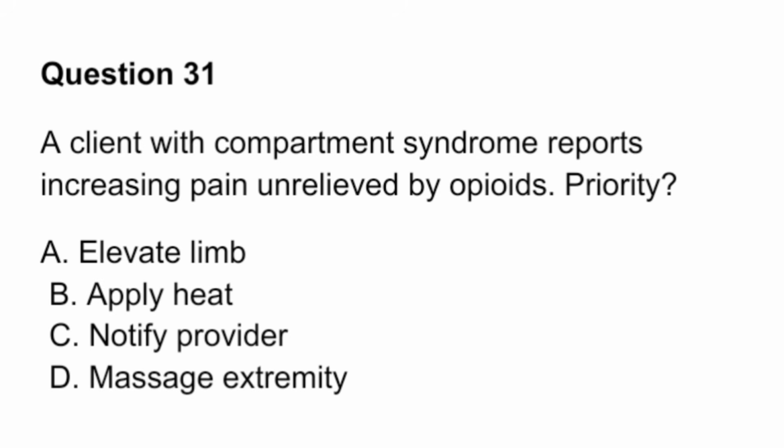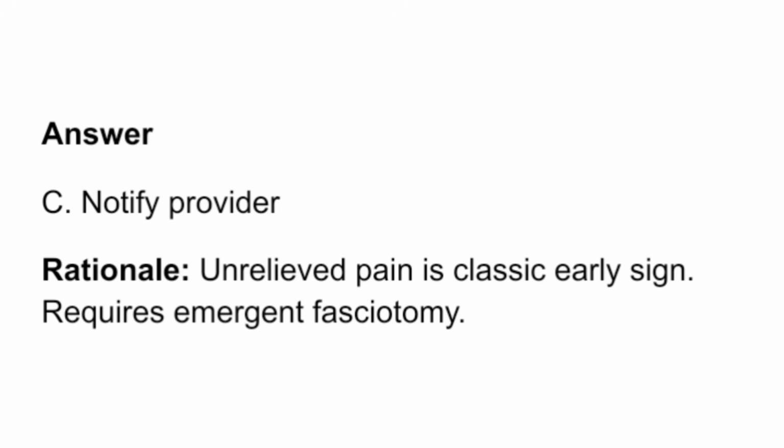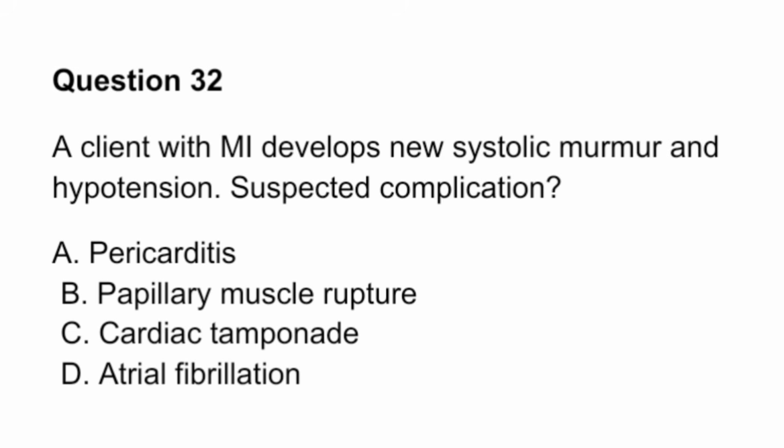Question 31. A client with compartment syndrome reports increasing pain unrelieved by opioids. Priority: A. Elevate limb. B. Apply heat. C. Notify provider. D. Massage extremity. The answer is C. Notify provider. Rationale: unrelieved pain is classic early sign. Requires emergent fasciotomy. Question 32. A client with MI develops new systolic murmur and hypotension.